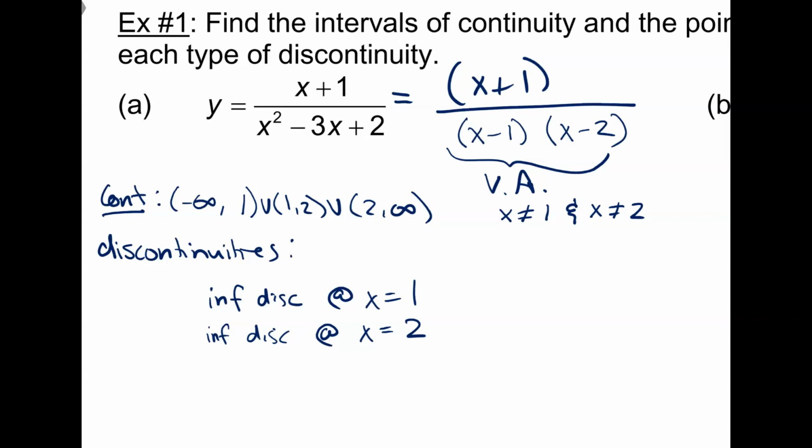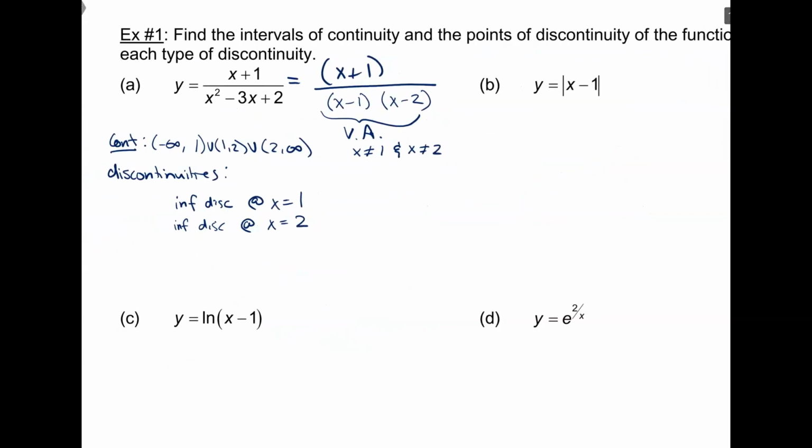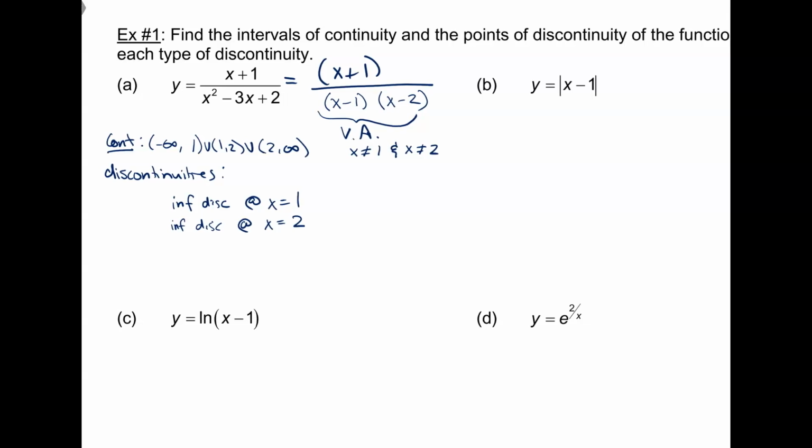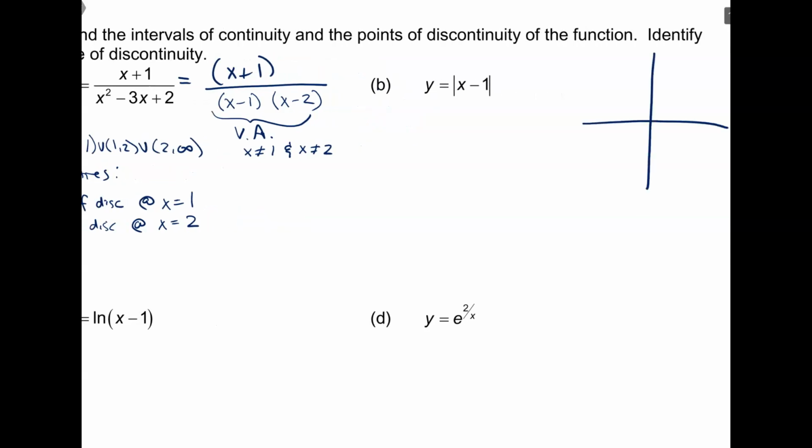Okay, let's try the next one. Let's try b. Do you guys need me to leave this up a little longer? I think it's enough time to write. I've talked a lot. I'll just leave it like this. Okay, y equals absolute value of x minus 1. So I don't have a fraction, so I don't think I'll have any asymptotes. Because what does this look like? How is this different than the parent function? It's literally your absolute value function shifted over 1.